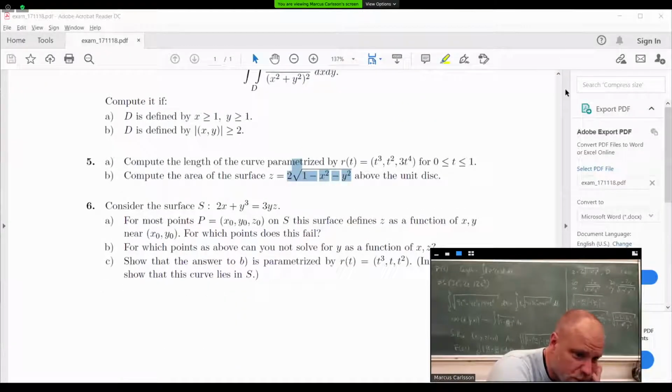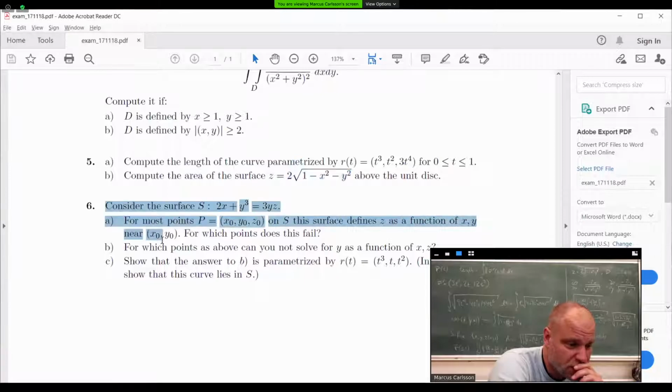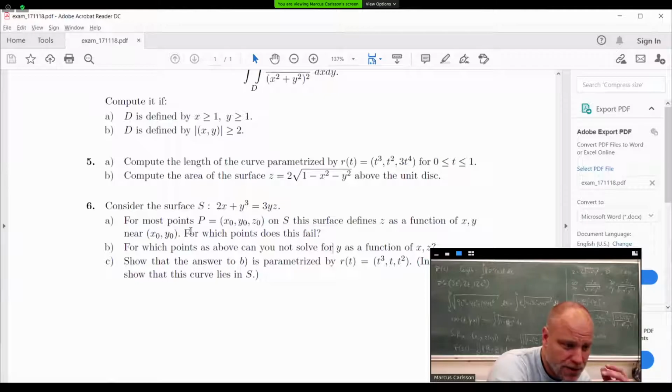No questions. Okay, so the last exercise is about the implicit function theorem. Consider the surface yada yada yada. For most points, this defines c as a function of x and y. Okay. For which points does this fail? So here, this is actually a bit of a trap. Of course, you can use the implicit function theorem, right?